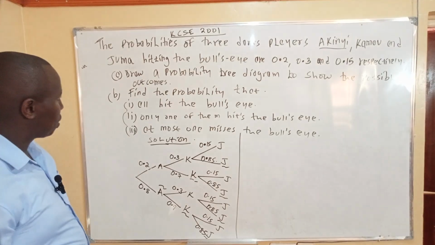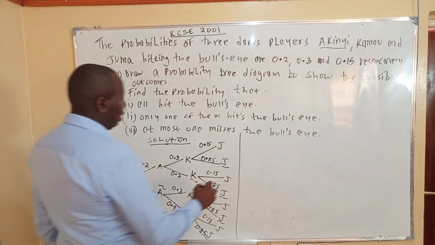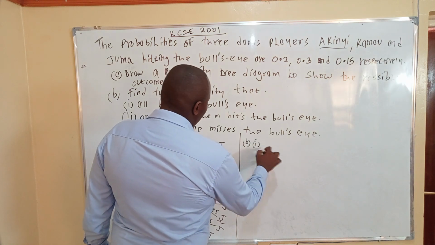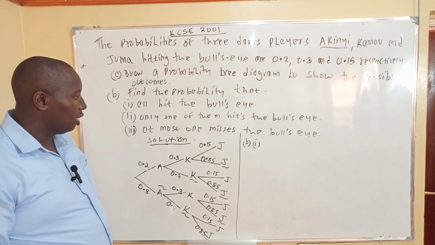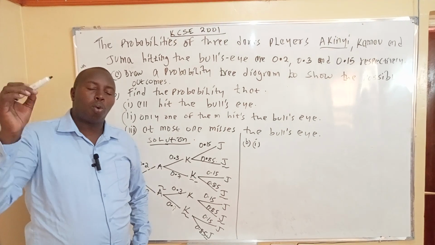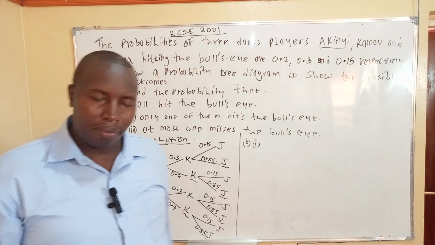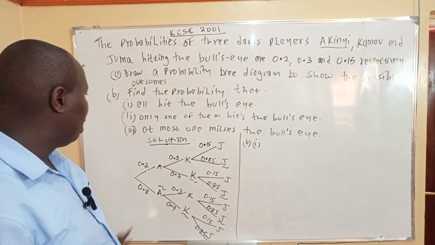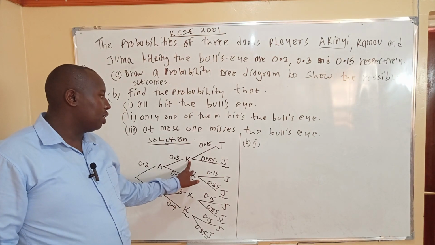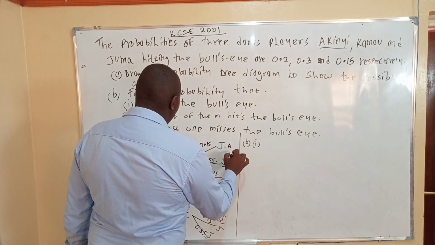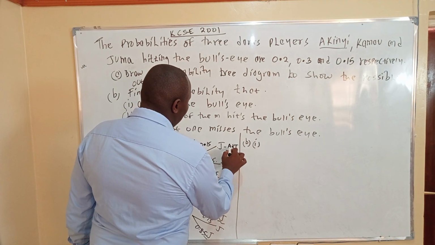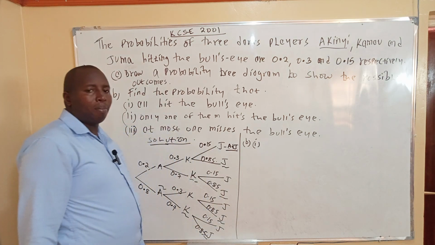Now we go to the first question, B Roman 1. We are told to find the probability that all hit the bull's eye. In this case, check the branch where all of them hit the bull's eye. No one is missing the bull's eye. Akinyi hitting, Kamau hitting, and Juma hitting. This one is all of them hitting the bull's eye. A, K, J: Akinyi, Kamau, Juma. All of them are hitting.